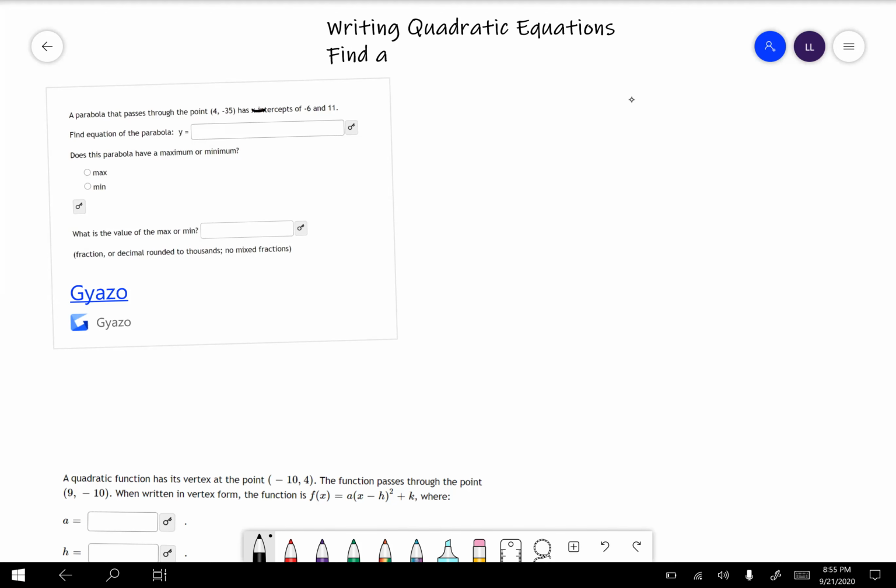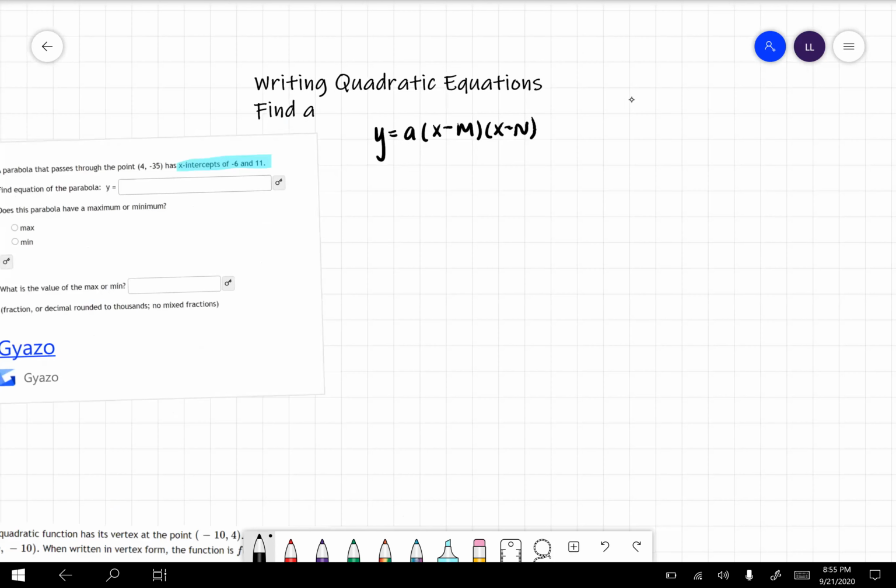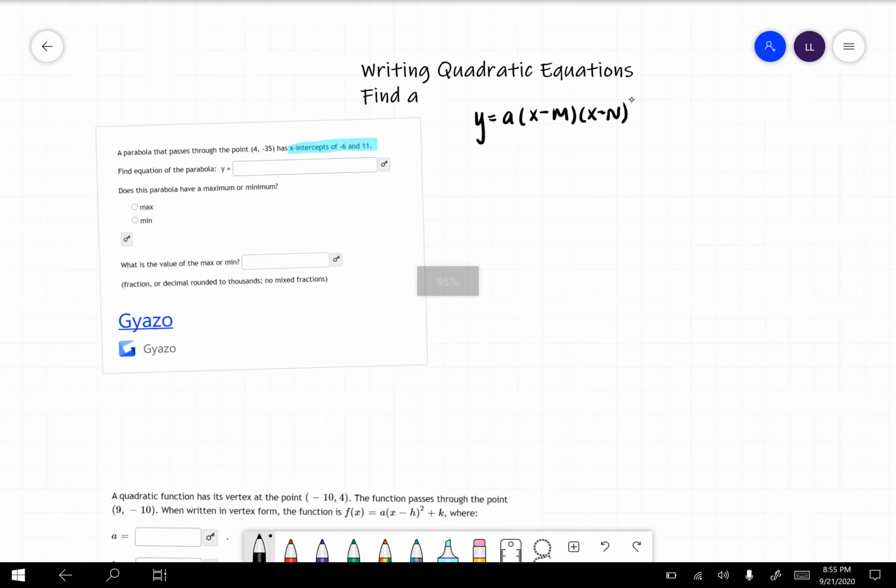They said we have x-intercepts of negative 6 and positive 11. That indicates to us that the form we need to write this equation is y = a(x - m)(x - n), where m and n are our roots, our x-intercepts. And it doesn't matter which one you put where. So we know this is m, so you just label it m and n here.